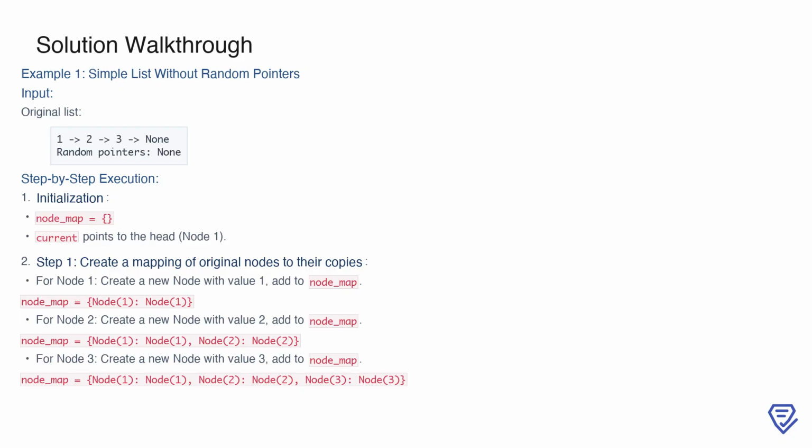In step 1, we begin creating copies of each node. For node 1, we create a new node with value 1 and add this to node_map with node 1 as the key and its copy as the value. Similarly, we process node 2 and node 3 in the same way, adding their respective copies to node_map. At the end of this step, node_map contains mappings for all nodes: node 1 mapped to its copy, node 2 to its copy, and node 3 to its copy. This establishes the foundation for linking the copied nodes together in the next steps.